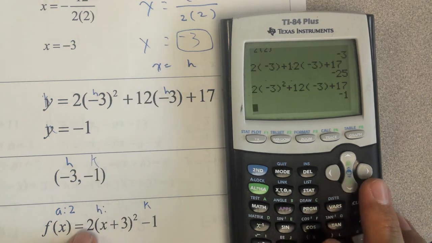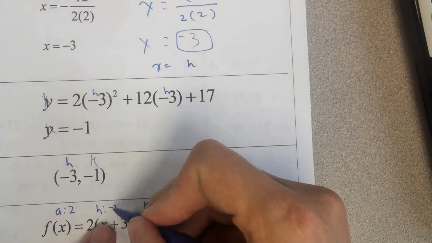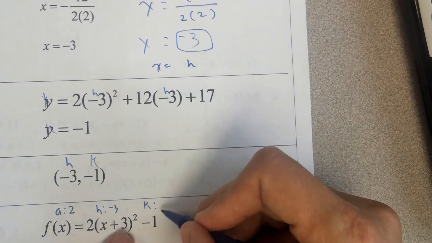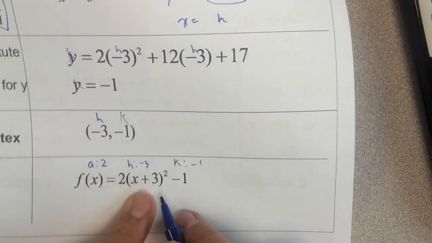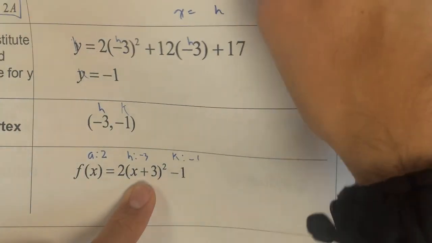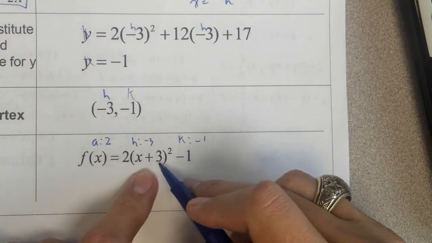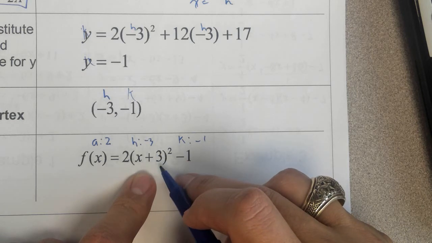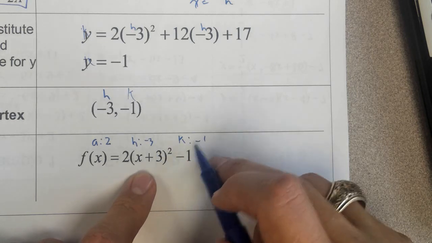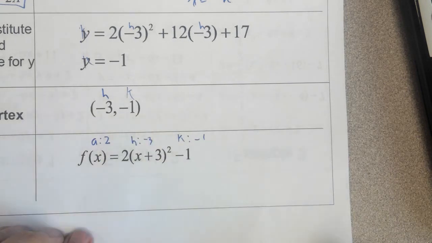Once I have my h and my k value, my h was -3, my k was -1, I plug those in. Please remember, inside the parentheses are opposite. -3 becomes +3, and this stays the same. -1 stays -1. That is my equation there.